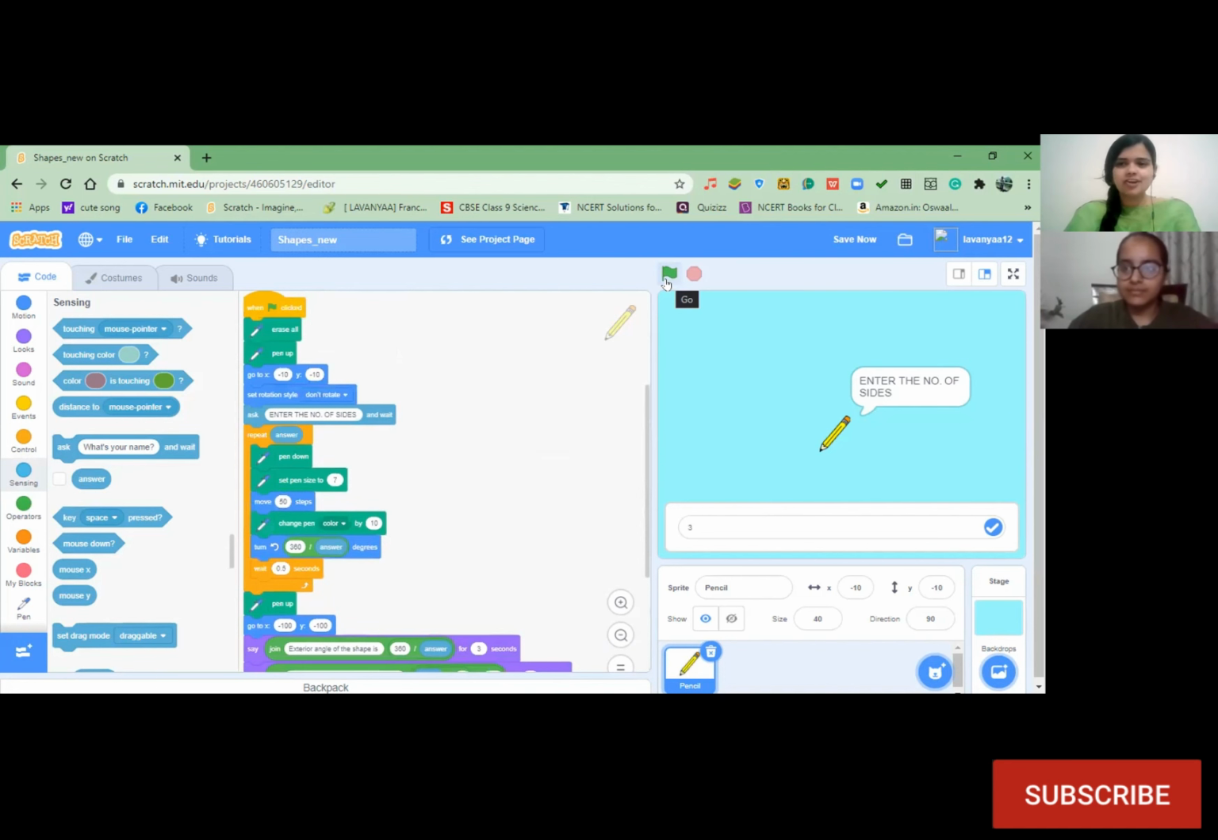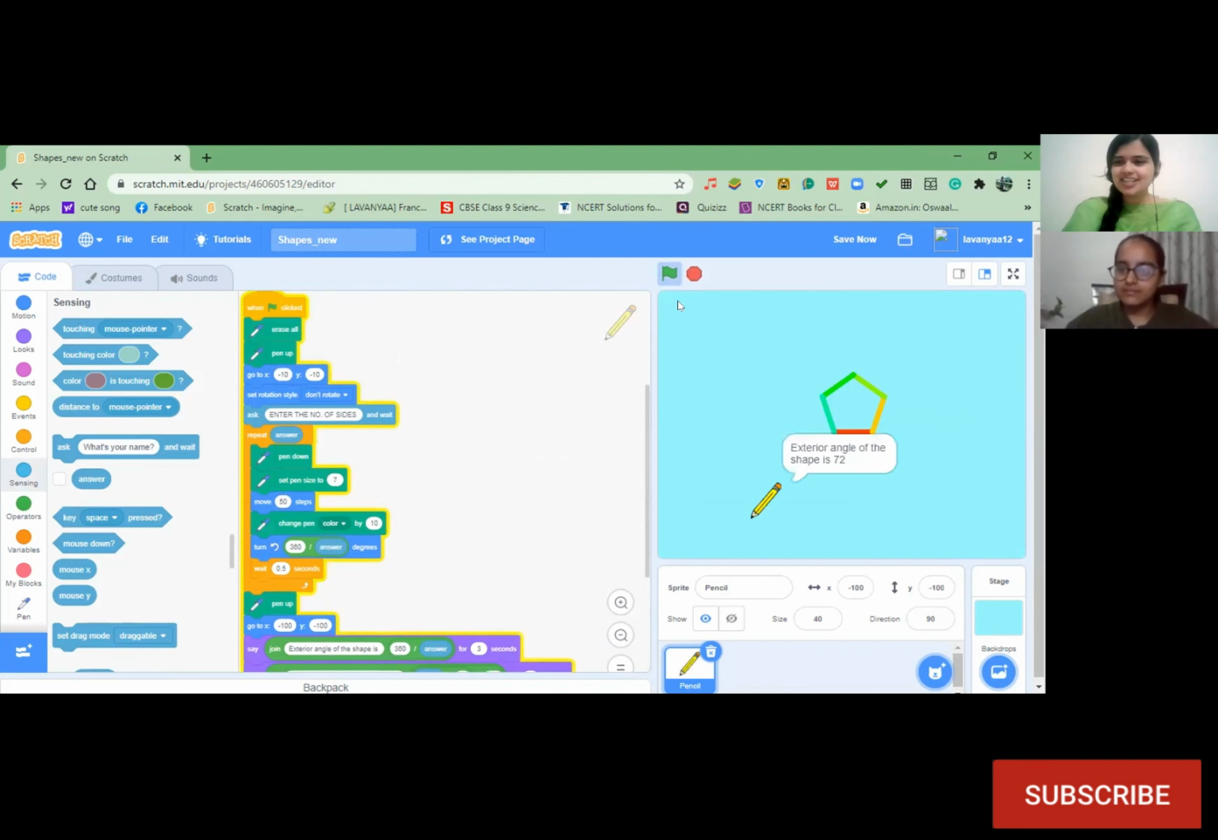Now please run the code and this time make some other shape, okay? Don't make a square. You already made it. Make a pentagon or hexagon or something. Wow. So now it's a general project, right? And see, it's telling about the exterior angle, sum of interior angles, and angle between two lines. Awesome. So I hope, Lavanya, now you'll understand the angles of any shape, right?